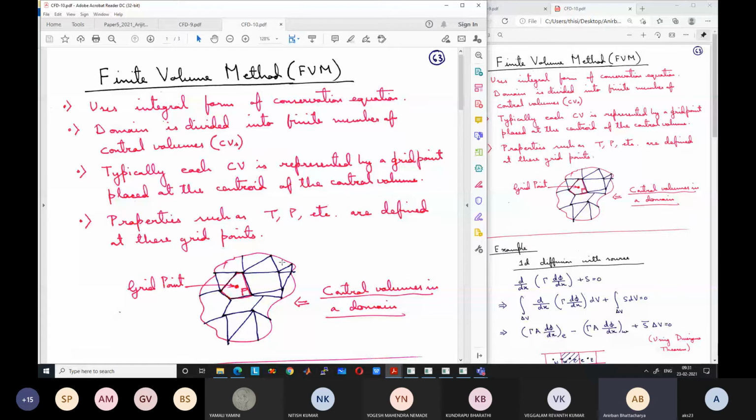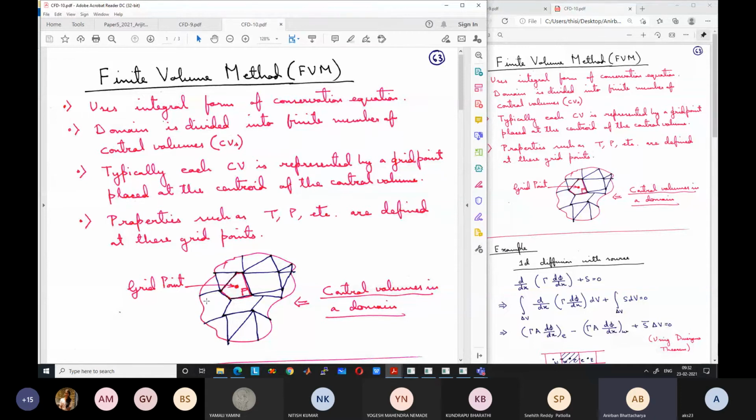So the grid point represents the entire control volume. You do not have any variation within the control volume. For the entire control volume, the value is represented by its grid point. So these are like discrete values. Each control volume is like a pixel. It is the minimum resolution. So if I have n control volumes, I will have n temperature values at n points, and n pressure values at n points.